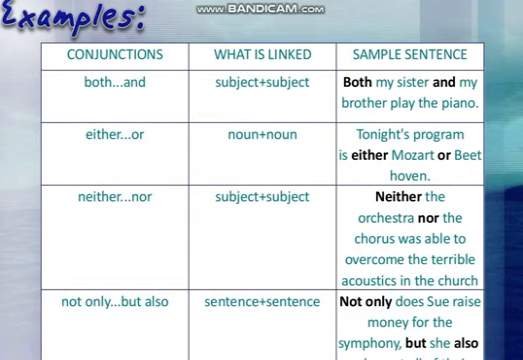Either...or, here they are joining two nouns together. Tonight's program is either Mozart or Beethoven. So here the words either and or both are used.